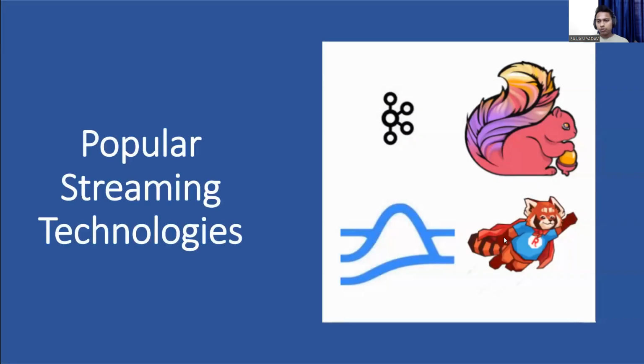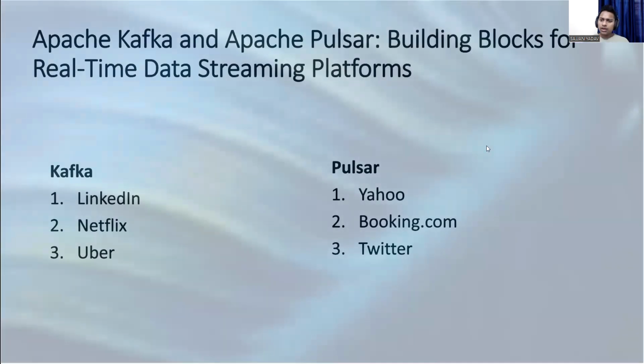So where come the popular streaming technologies which solve these problems, right? They provide a platform for streaming. We have different popular streaming technologies such as Apache Kafka, Apache Flink, Apache Pulsar. We have Redpanda, RabbitMQ, and so many other technologies, right? So, is there any practical use of these technologies? Yes. Apache Kafka and Apache Pulsar are building blocks of real-time data stream platforms, right? These platforms are being used live.